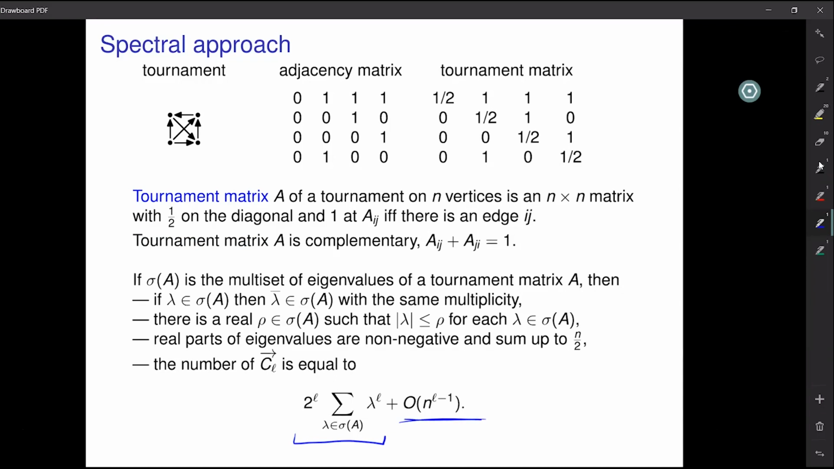And also we are interested in the limit because for small tournaments, you can have a bigger number of cycles. I mean, bigger in terms of density. So we want to combine it with a limit approach. And this way we can define a tournament limit.